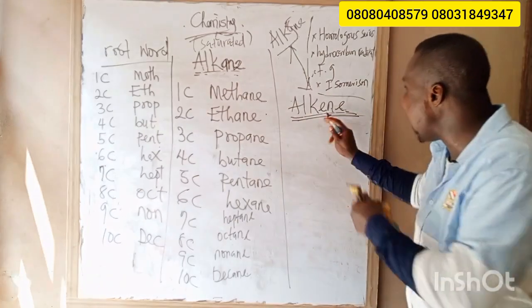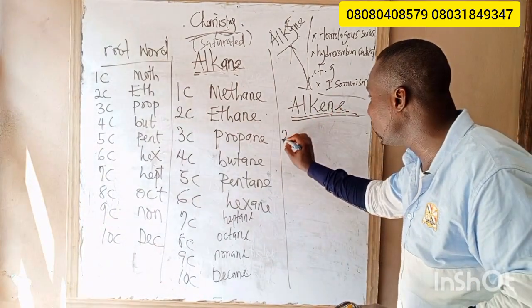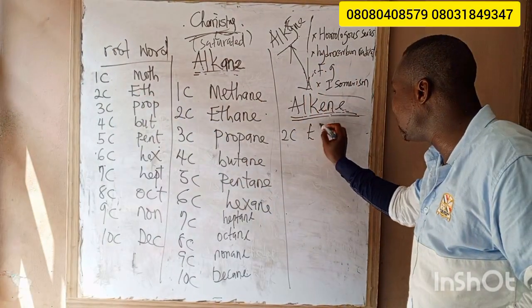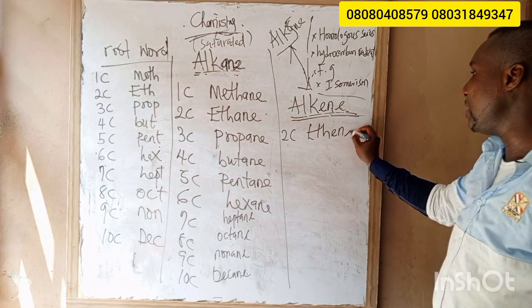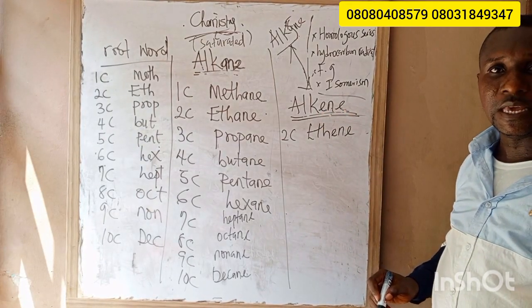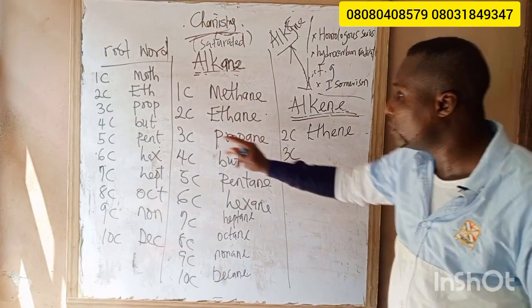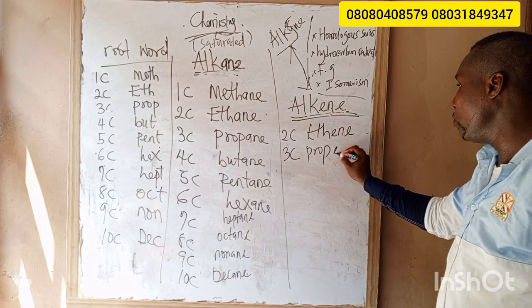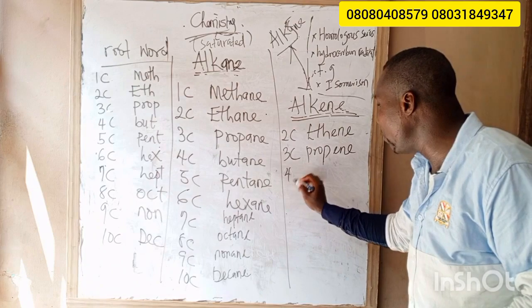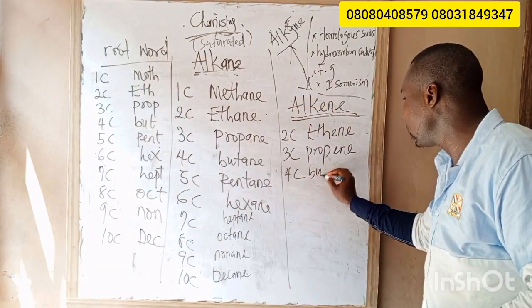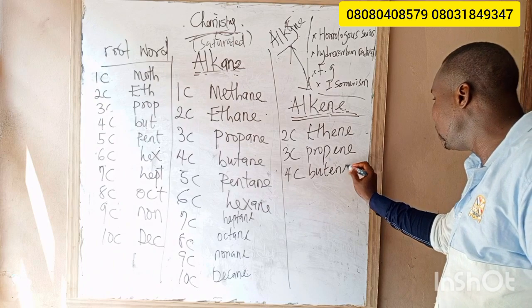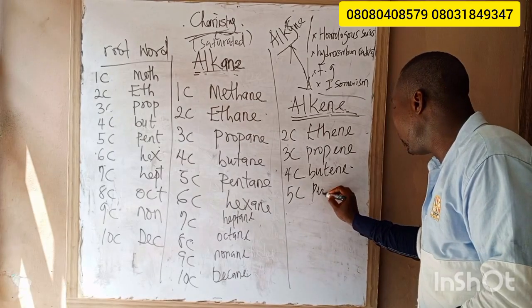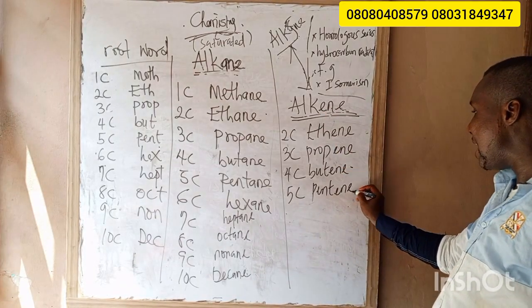Then let's move. Under alkene, it starts with 2 carbon. And 2 carbon, the root word is what? Eth. Therefore, this one is eth. Then add the surname ENE, ethene. 3 carbon is what? Prop. Then what's the surname? ENE. Propene. 4 carbon, but. Add the surname ENE, butene. 5 carbon is what? Pent. But it is under alkene, add the surname, pentene.